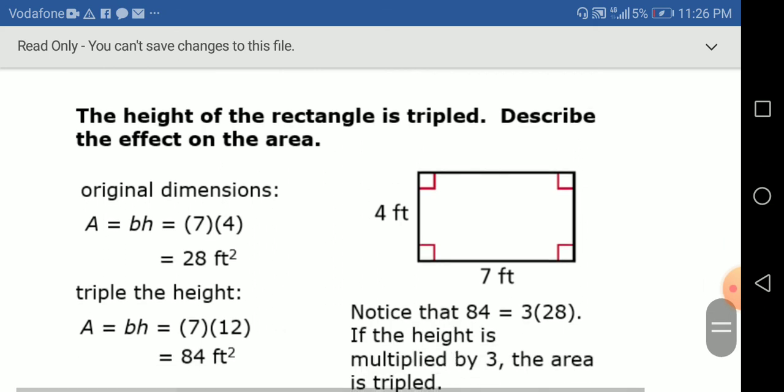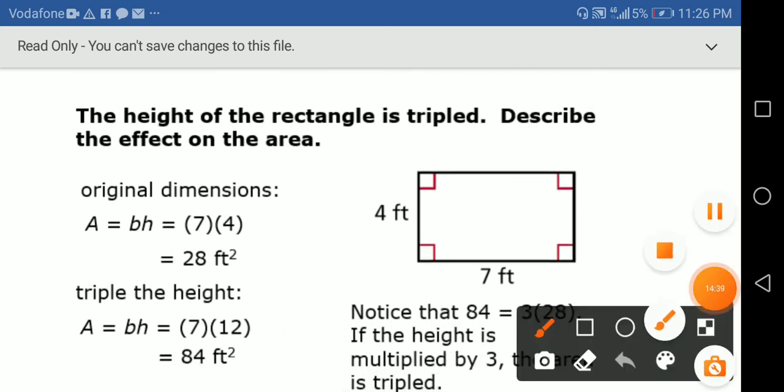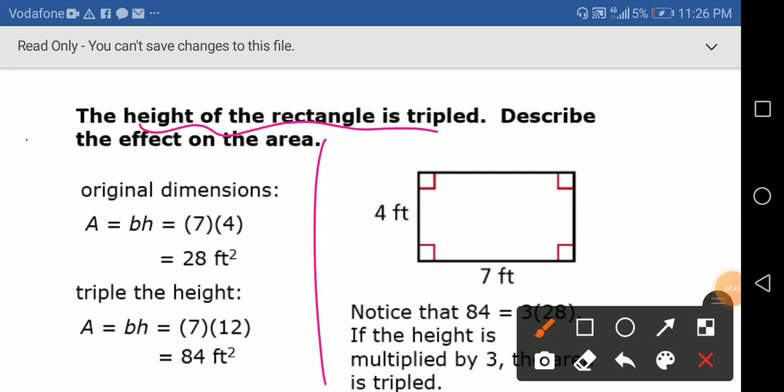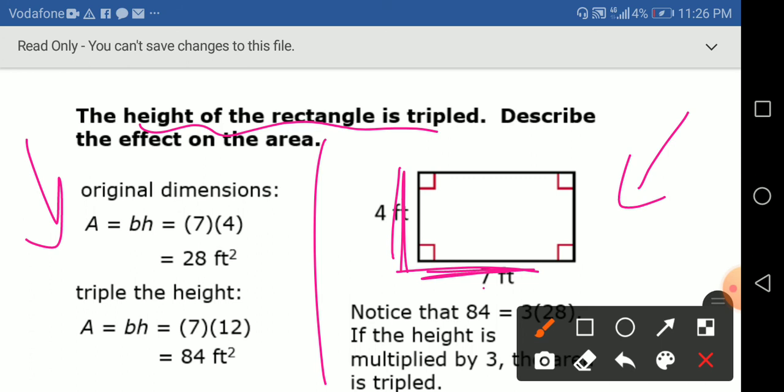I have another question. The height of the rectangle is tripled. Okay, guys, find the effect on the area. He asks me about two sections: the area before the change and the area after the change. The original dimensions: what about the area? Base times height, 7 times 4 gives me 28 feet squared. This is the original dimensions.